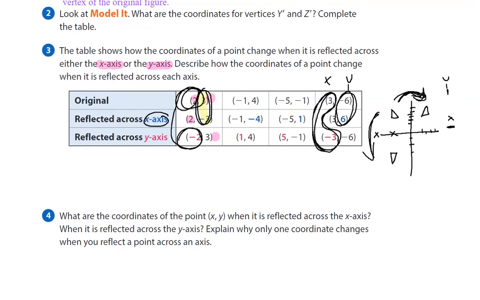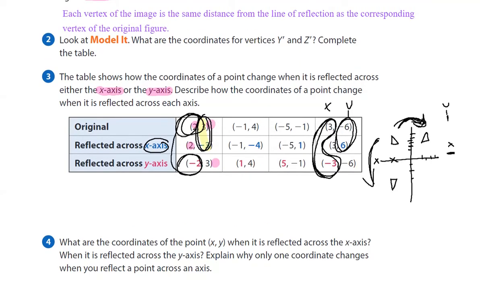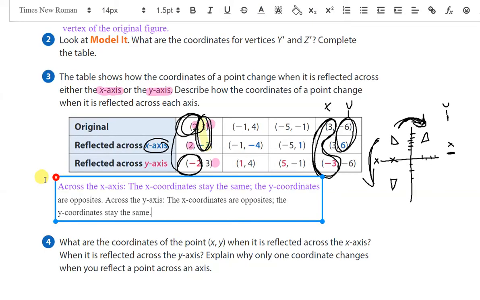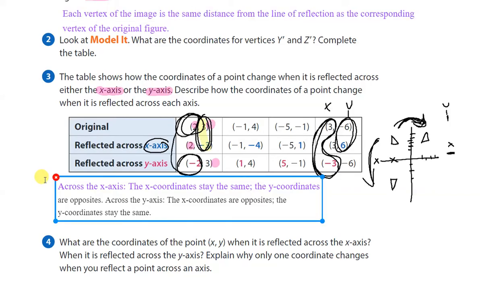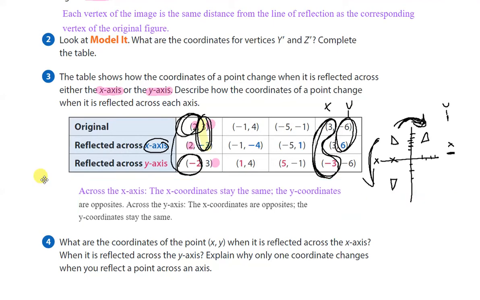Okay, now we have to describe it. Let's see, how do we want to describe that? I'm just going to say, across the x-axis, the x coordinates are the same and the y coordinates are opposite. Across the y-axis, the x coordinates are opposites, but the y coordinates stay the same. And yes, I did copy paste that from the teacher's edition, but it's a really good answer.